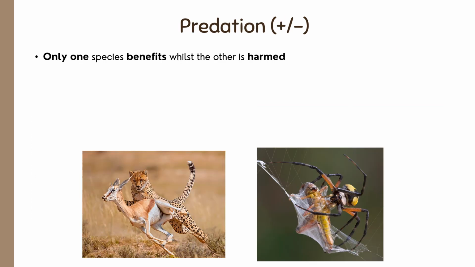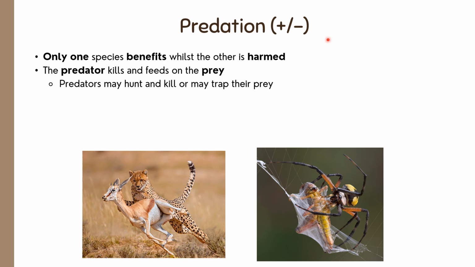Now we have predation, and remember, predation is not a symbiotic relationship. However, it is still an ecological relationship that I want you to know. So in this scenario, in this interaction, one species benefits while the other species is harmed. So the predator kills and feeds on the prey.